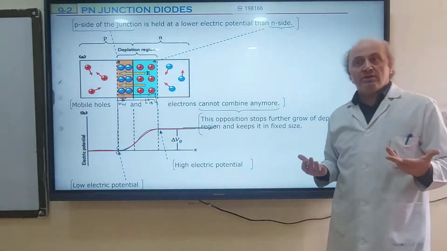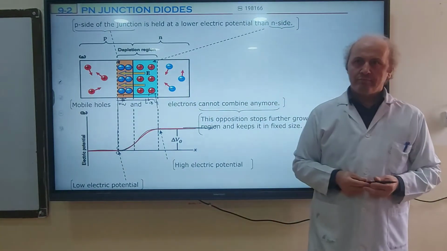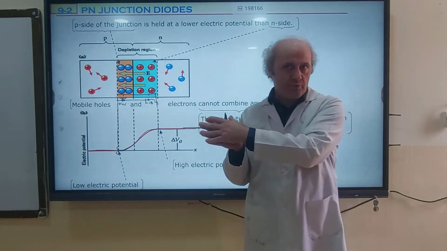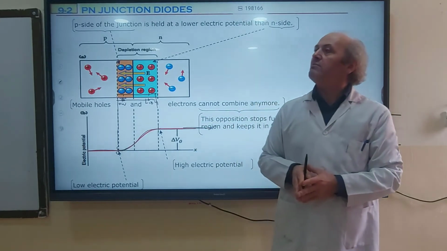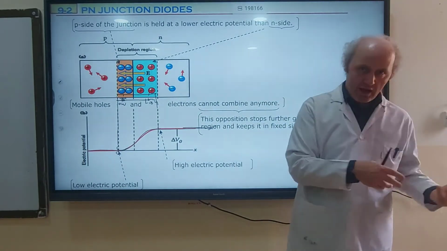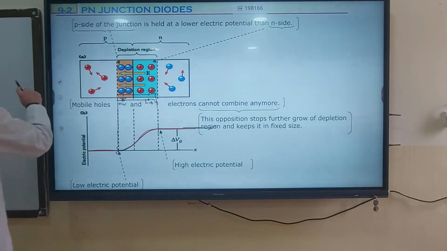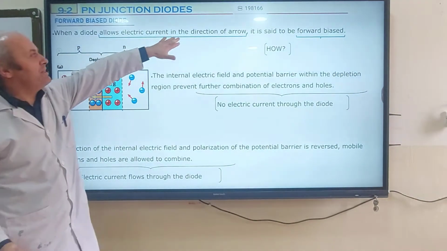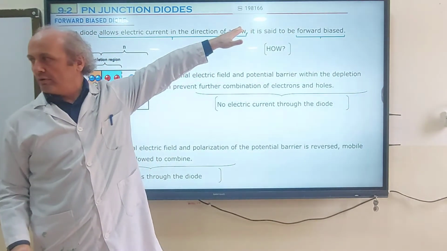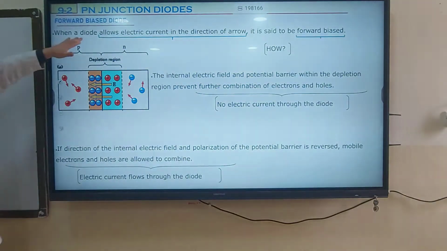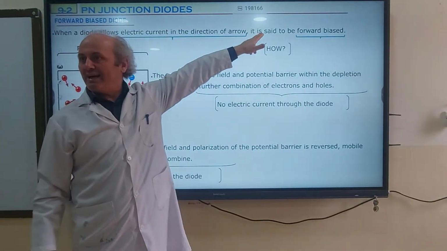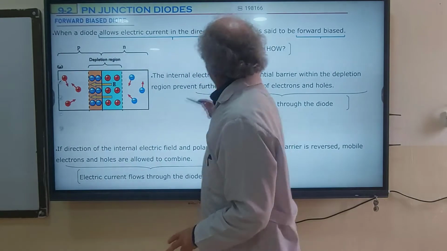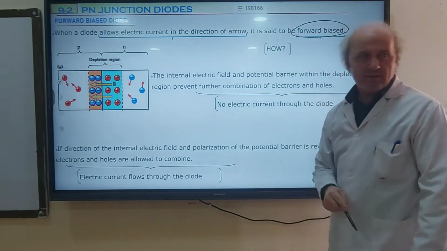Then we will talk now about how we can make a diode giving electric current, or letting electric current in one direction, and how we can make a diode letting electric current in the opposite direction. Now we are going to talk about this. When a diode allows electric current in the direction of the arrow, it is said that this diode is forward biased. Forward biased. What does forward bias mean?